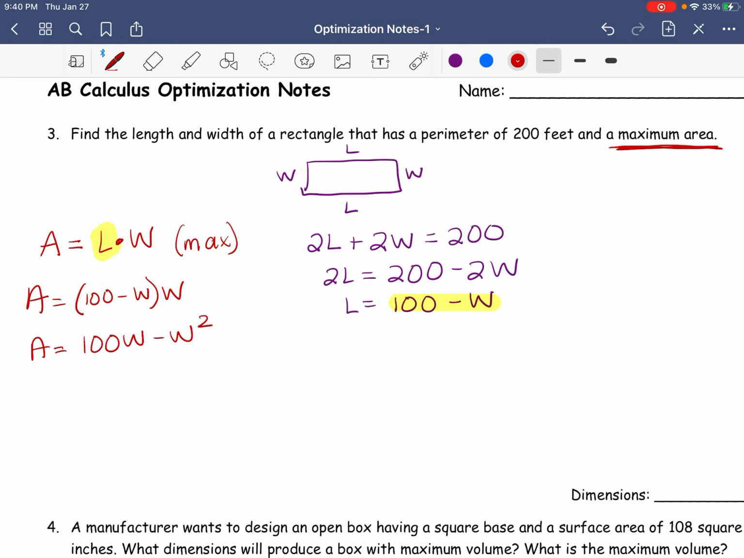Now I can take the derivative. So A prime, and I'm taking the derivative because this is what I want to maximize. 100 minus 2w, we'll set it equal to 0. Solve it for w. And hopefully you got that w equals 50.